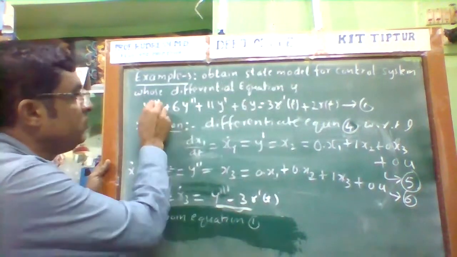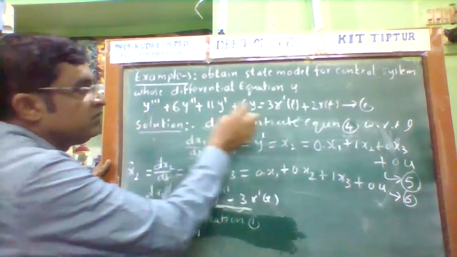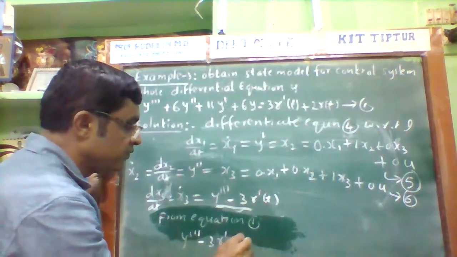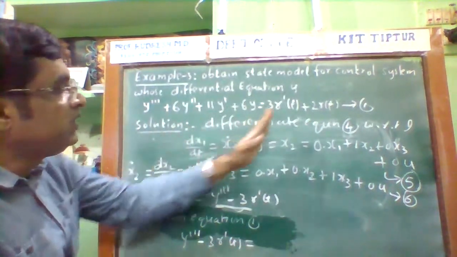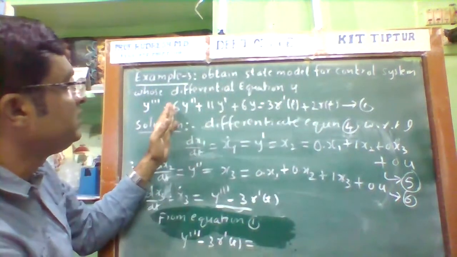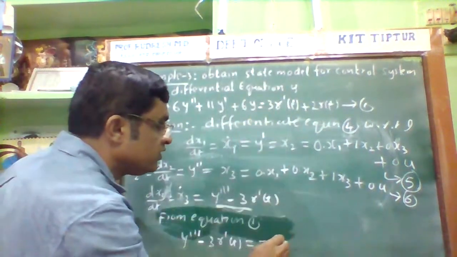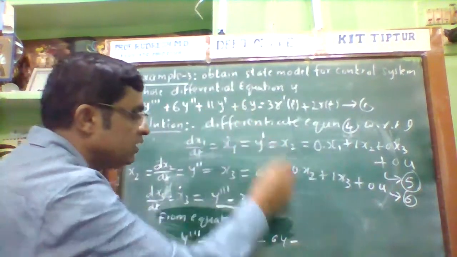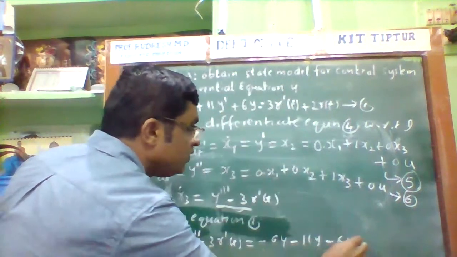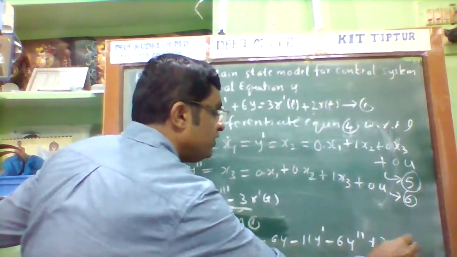What is the value of y triple dash? Here there is a y triple dash. If I bring this 3 into r dash of t to the left hand side and take the other quantities to the right hand side, therefore minus 6 into y, minus 11 into y dash, minus 6 into y double dash, and here there is a quantity 2 into r of t.